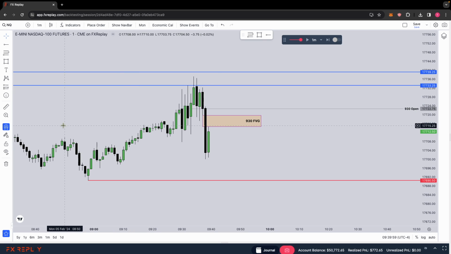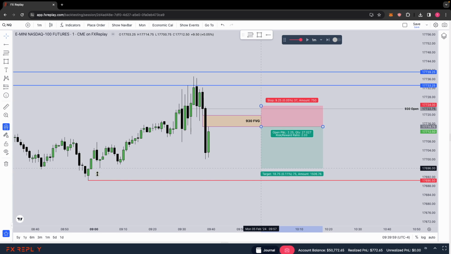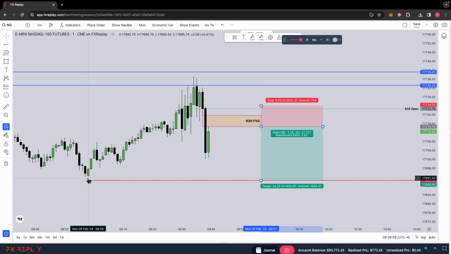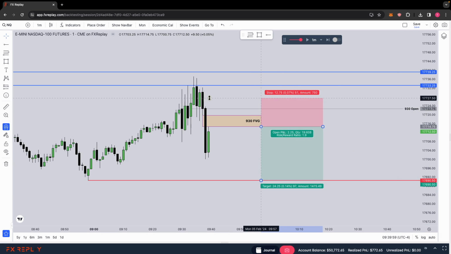So let's do that real quick. I have to grab the tool for that, open a short position. Okay. We want to target this low here at 17690.5, and I want to put my stop, okay, just above.